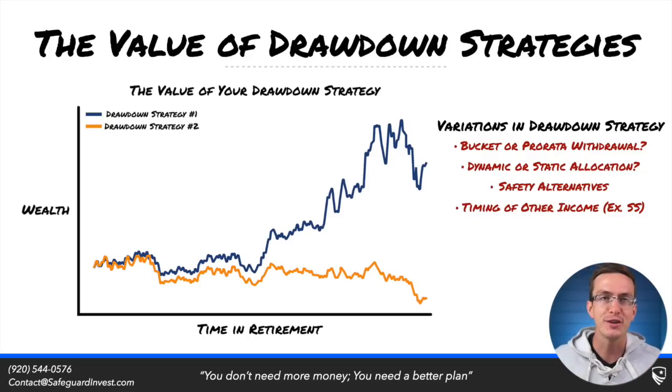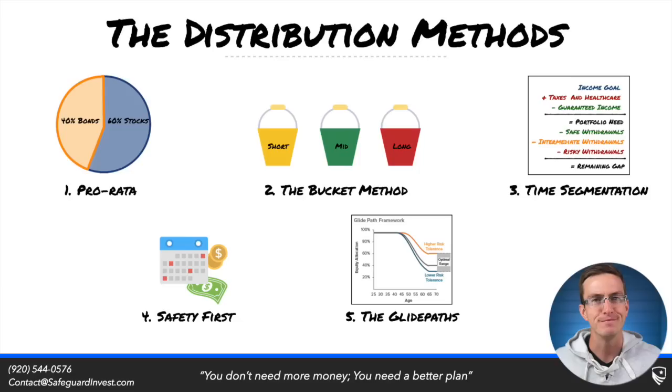A drawdown strategy explains how you will take from your specific investments each year and how those investments may or may not change over time. In part 1 of this series, we talked through the qualitative side and discussed how these strategies work, as well as the benefits and drawbacks of each strategy. In this video, we're going to dive more into the quantitative side, run some robust analysis, and let the numbers do the talking.